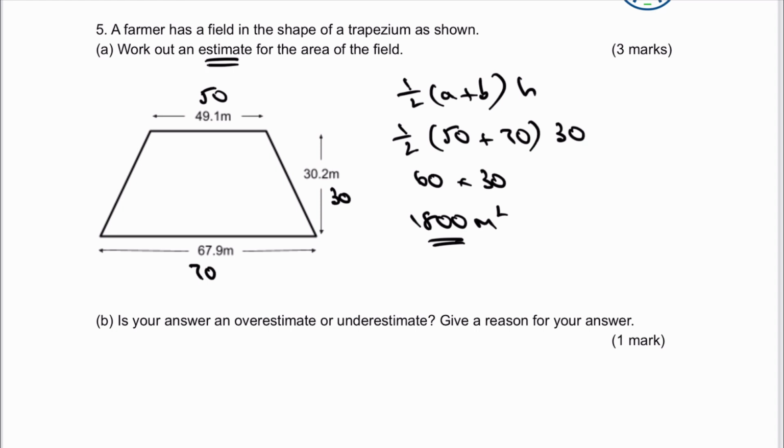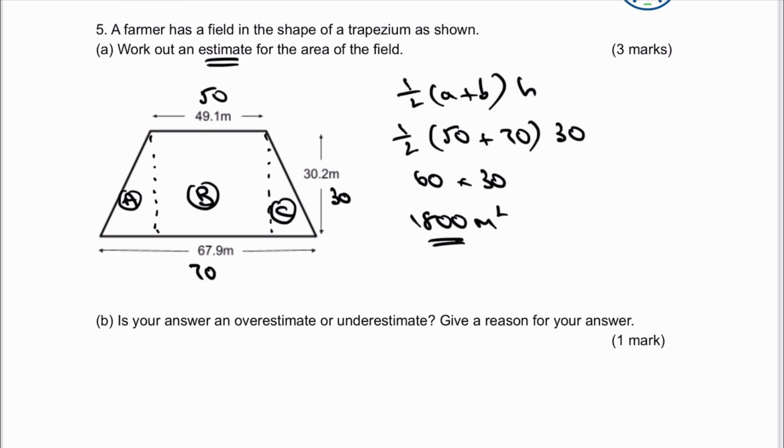With it being grade 5, I've assumed that you would use the formula, but you could theoretically break this into 3 separate, they call them compound shapes, so you could have A, B and C, and work each of those separately and then add them all together. And again, that's perfectly fine to do if you prefer. Okay, so is your answer an overestimate or an underestimate? Well, actually it's an overestimate.